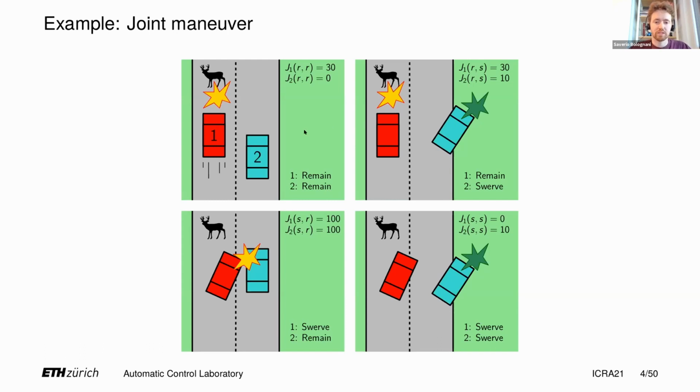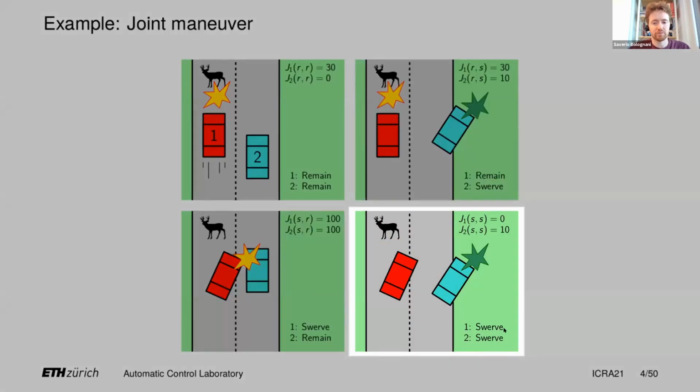Okay. So these four cases are just the result of players picking one of the two actions. Because there are two players, you have four possible outcomes. So what happens if they both decide to swerve to the right? Well, in that case, player one, the red one, doesn't incur any cost. Player two incurs a small cost because it's driving on the shoulder.